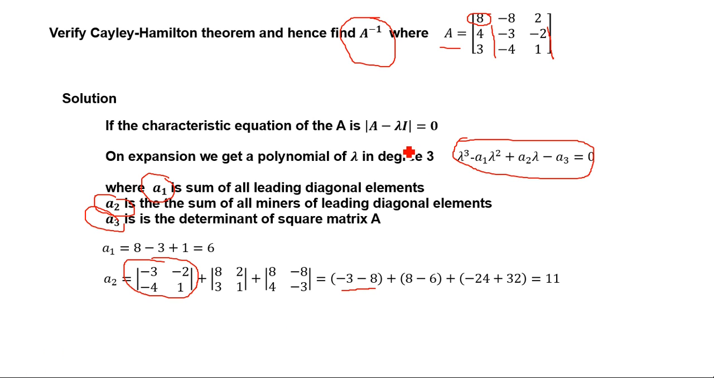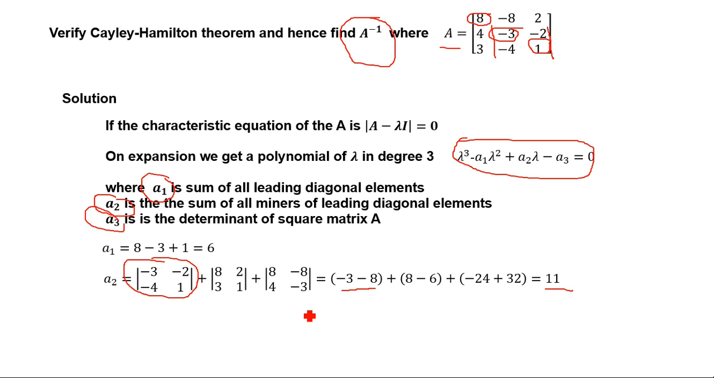Similarly for the second diagonal element, what is the second diagonal element? Minus 3. For that minus 3, leave the respective column and respective row. What is the remaining value? [8 2; 3 1]. Find the determinant of this. Third diagonal element is 1. Leave the respective column and the respective row. The remaining is [8 -8; 4 -3]. Find the determinant. You will get minus 24 plus 32. So on finding these values and summing them, you will get 11.